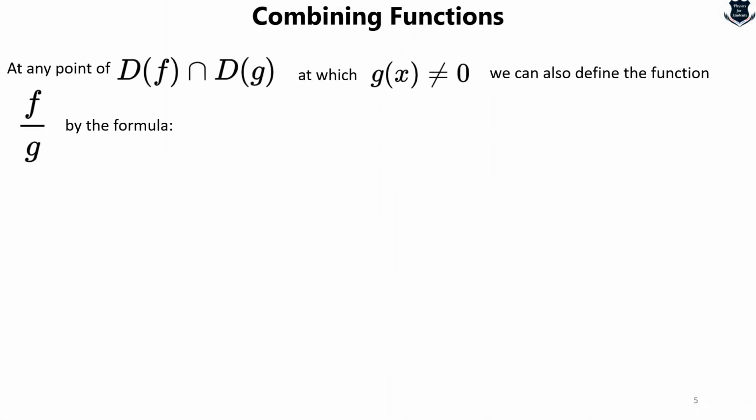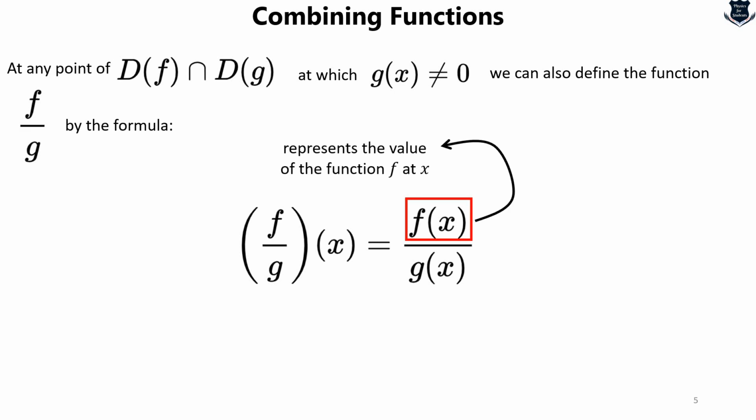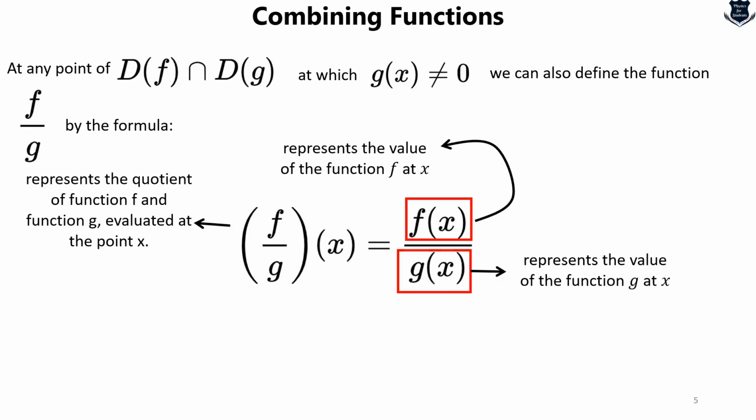So as we continue with combining functions, we can say that at any point of D(f) intersection D(g), and obviously g(x) will not be equal to 0, otherwise it will be undefined, we can also define the function f upon g by this formula. Now this requires a little bit of attention. This numerator represents the value of the function f at x. This denominator represents the value of the function g at x, and this f upon g of x is the ratio or division of the values of f(x) and g(x).